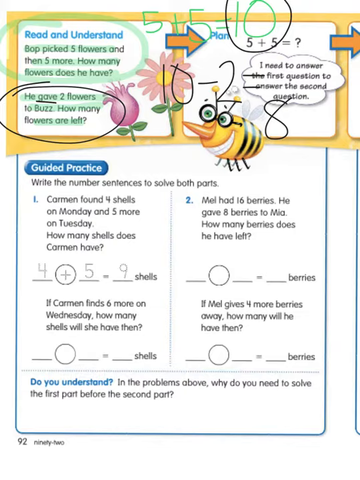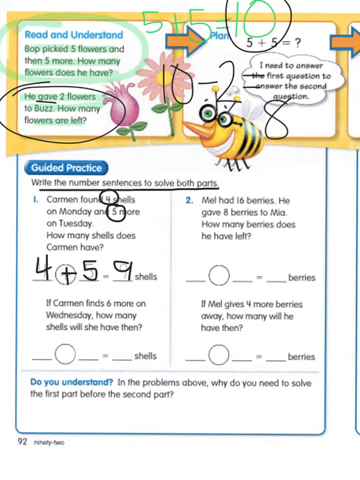So it says, write the number sentence to solve both parts, because it's 2-part problems. Number 1, Carmen found 4 shells on Monday and 5 more on Tuesday. How many shells does Carmen have? So since we want to know how many shells they have, we know they found 4 on Monday and 5 on Tuesday, so we're going to add 4 plus 5 to see how many they have in all. That circle is where you put the minus or the plus sign. 4 plus 5, that equals 9. So we know they had 9 shells.